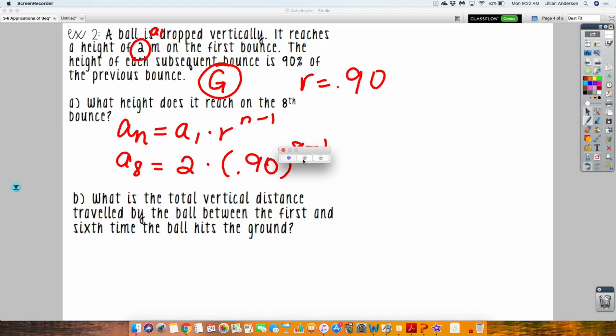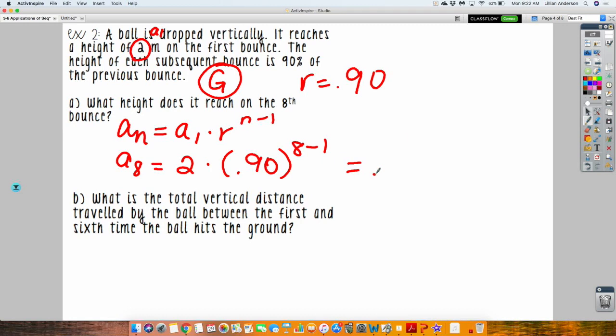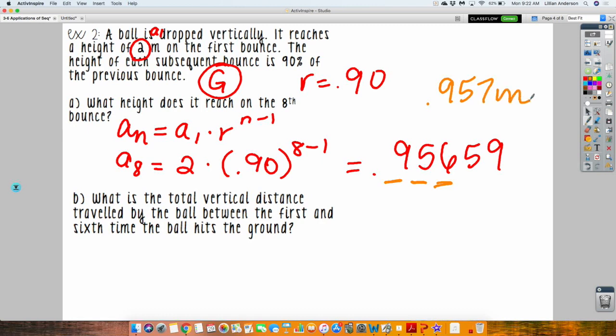All right, so what did we get rounded to 3 significant figures? 0.957. Yes. Remember, with 3 significant figures, you start with the first non-zero number, which would be the 9. That's the first, that's the second, that's the third. So the 5 would cause you to round that 6 up. So it's 0.957 meters. Questions?